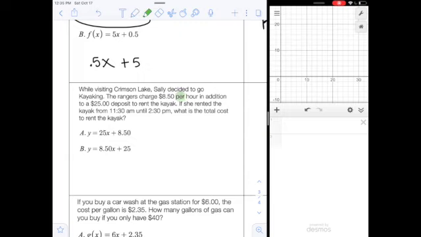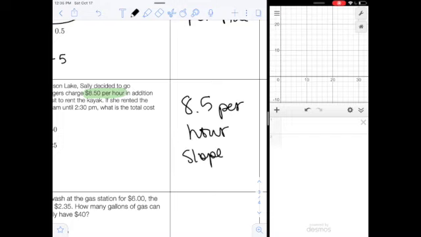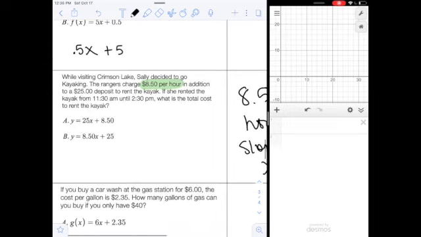What is your rate? So we find the word per, and here it says hour. So we're going to be using our rate as $8.50. So there's our rate, $8.50 per hour. Now, this is your slope, okay? That's your rate of change, and it has to go with your x.